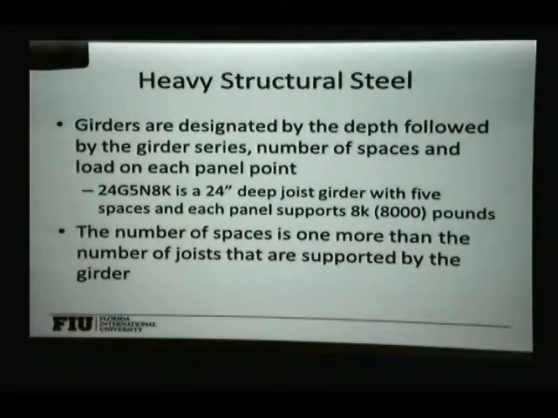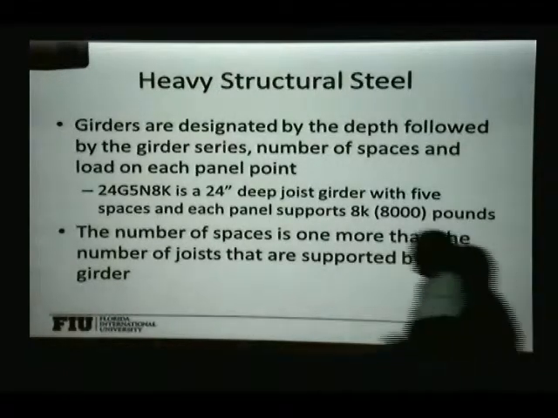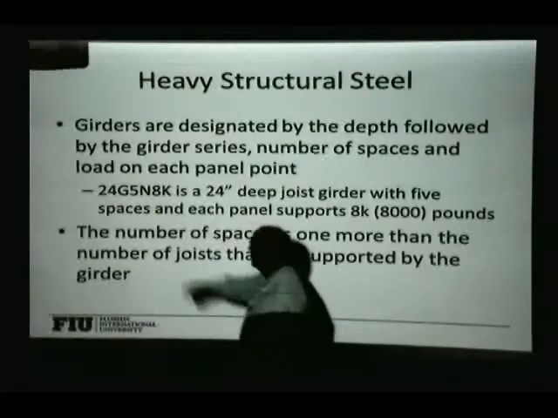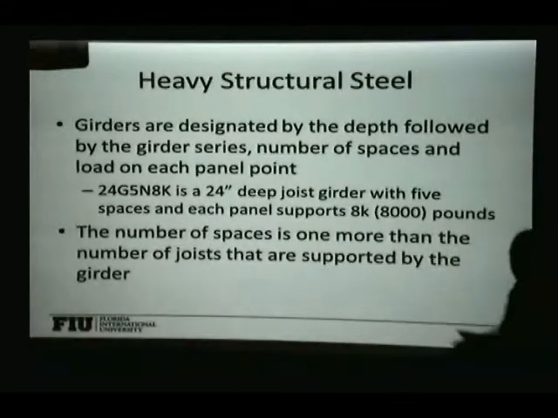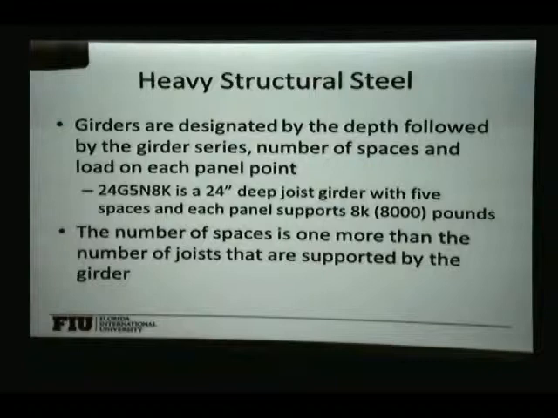Girders are designated by the depth followed by the series. 24G5 8K will be a 24-inch deep joist girder with 5 bases, and each one of these panels is able to support 8,000 pounds. So this last number over here tells you about the capacity of that girder to support weight.